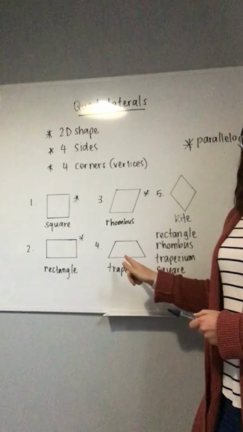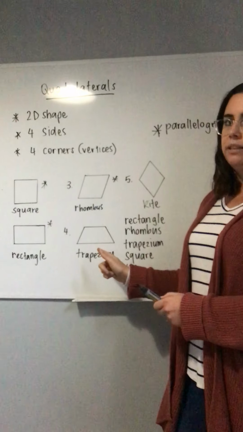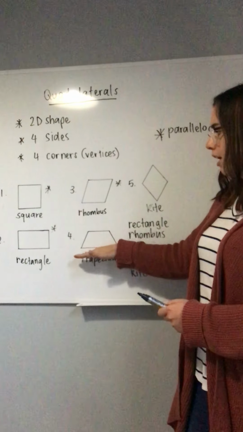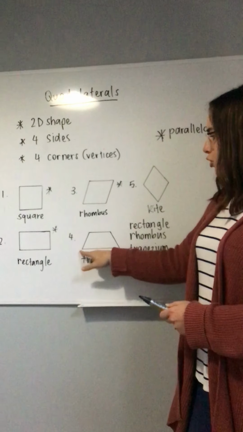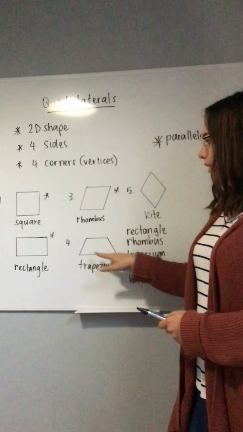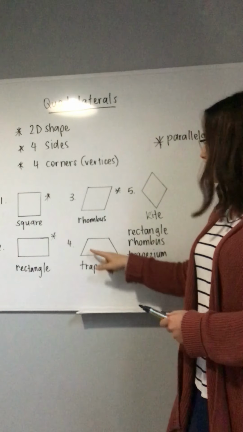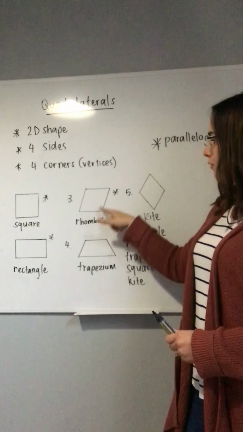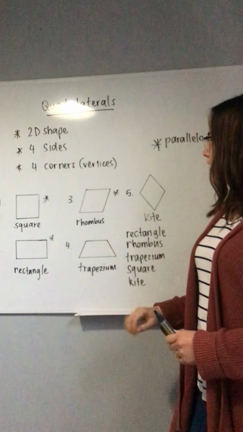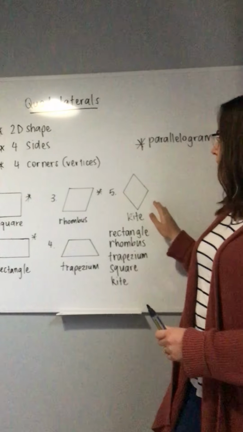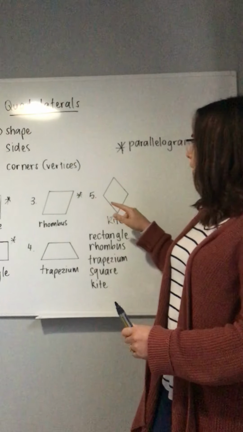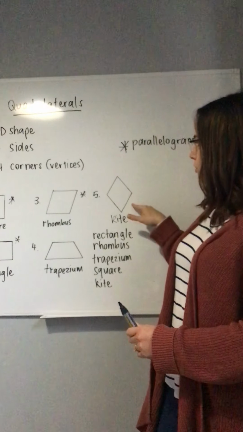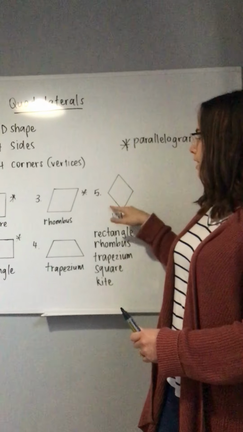Now a trapezium. This does not get classified as a parallelogram. It has 1 set of parallel lines, the top and the bottom, but the 2 side lines are not parallel. If you continued those lines on, they would meet at some point. It would actually form a triangle. So I'm not going to put a star next to that. A kite, yes, it's a parallelogram. This side and this side are parallel to each other, and this side and this side are parallel to each other.